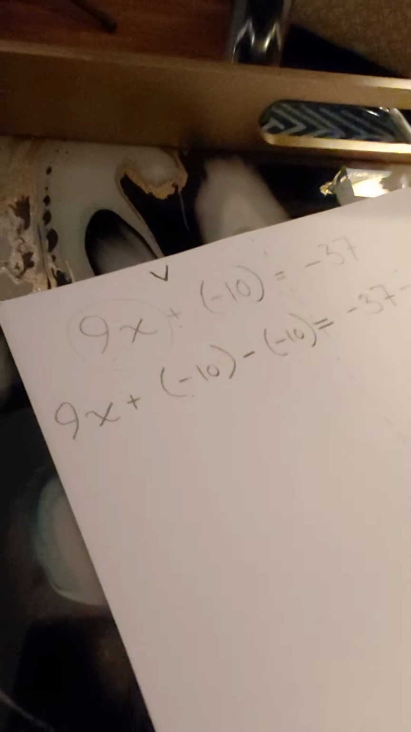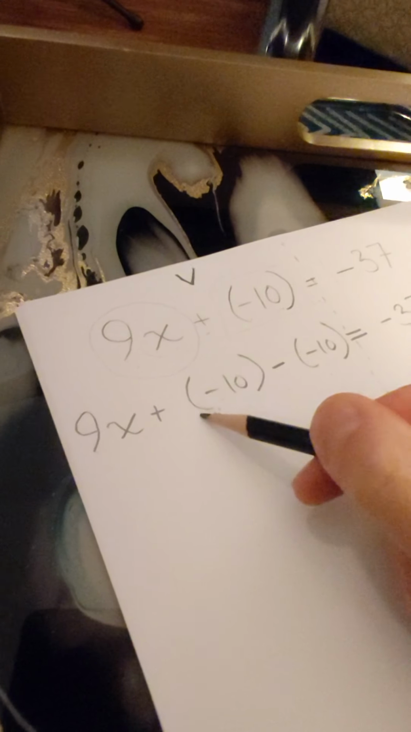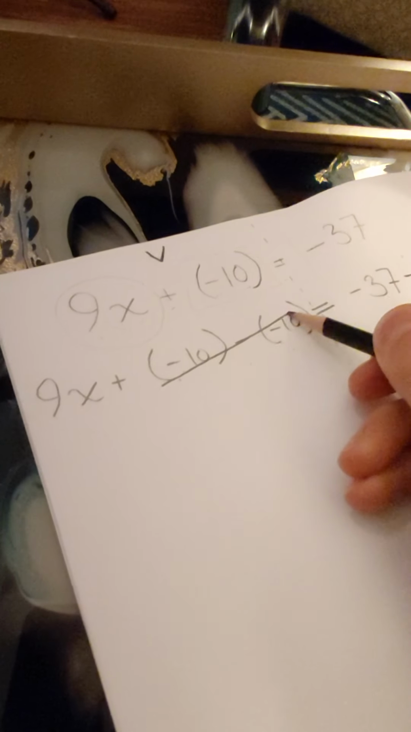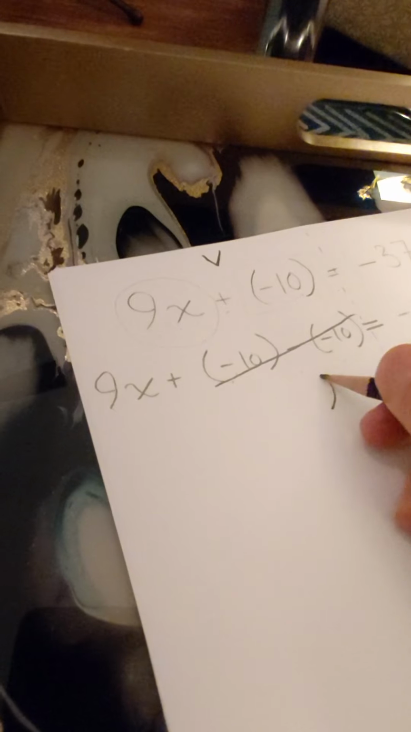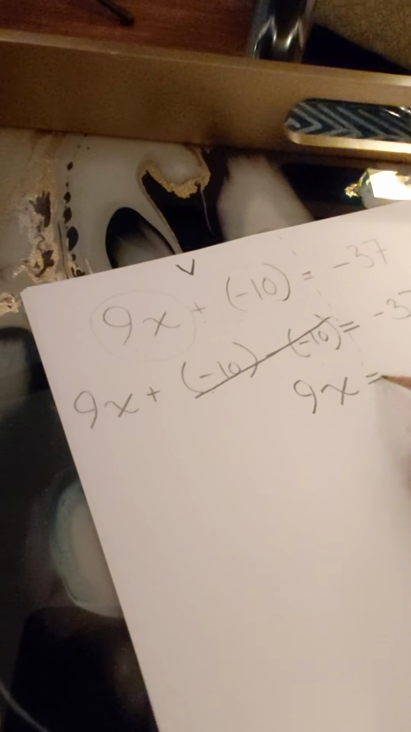So what happens now is we have negative 10 take away negative 10. That's like saying one apple, take away one apple. You have no apples left, right? So negative 10 take away negative 10 is 0. So that means I get to just cancel this right out. It's gone. And now I'm left with just 9x on this side. But I can't forget to do the same thing on the other side of the equation.